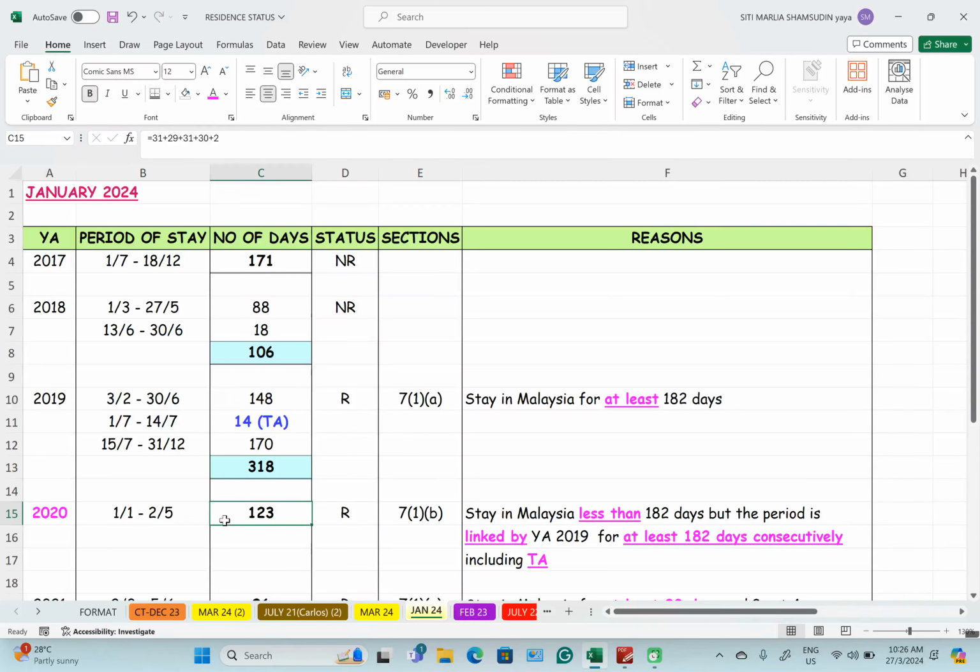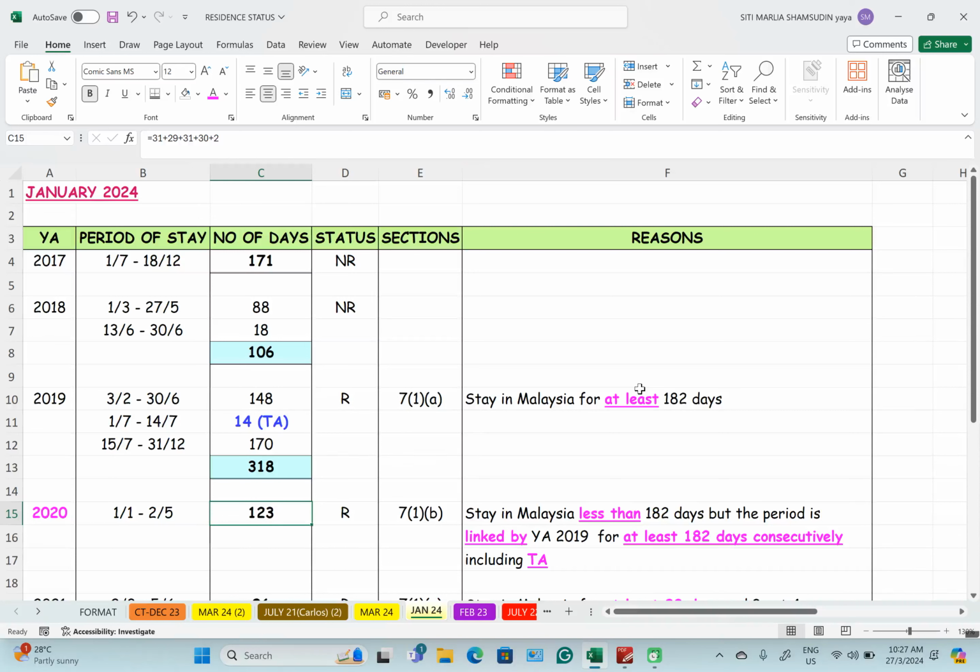Okay, let's compute. January starts 1st January, so January 31, plus 29 February, plus March 31, plus April 30, plus May 2. So you will get 1, 2, 3. Very nice number. 1, 2, 3. Okay, so 122 days. Very obvious. When we try A, we need 182. Isn't it? So this one is less than 182. Very obvious, guys. We cannot use section 7, subsection 1A.